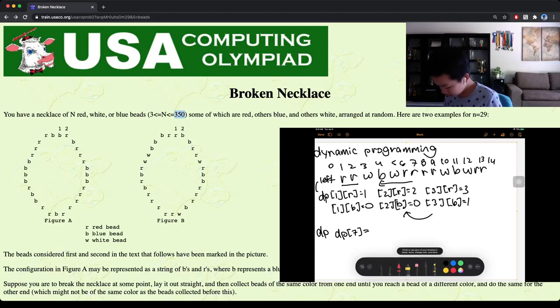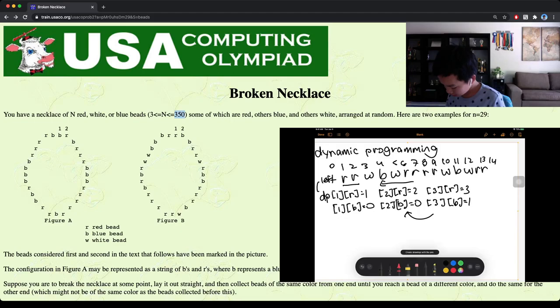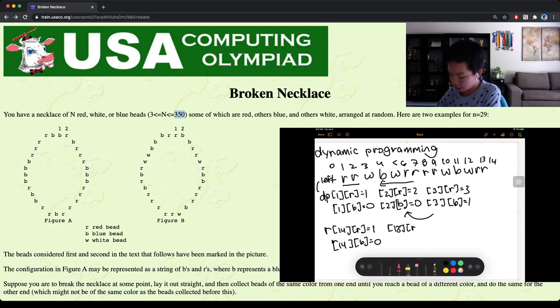So then this would be DP of, let's call this right. So right of 14 of R will be equal to 1 because there's 1. And then same thing for 14, blue will be equal to 0. And 13 of R would be equal to 2 because there's two continuous ones. And blue would be equal to 0.